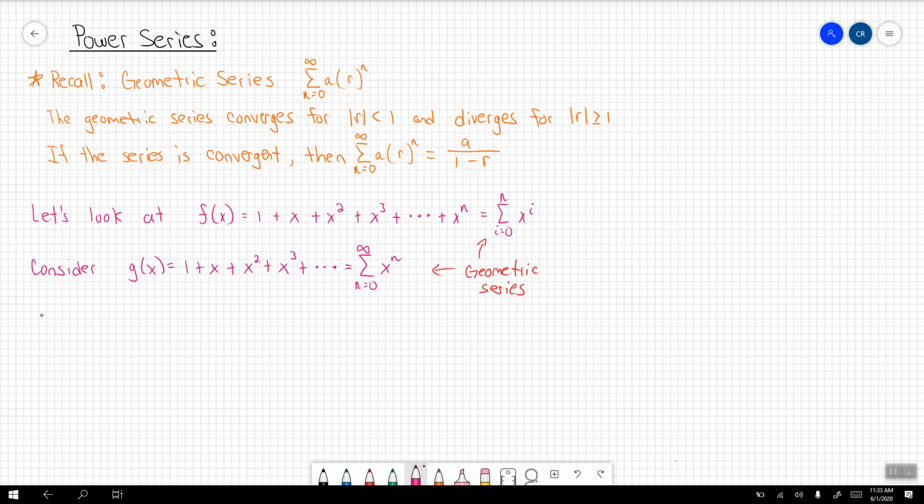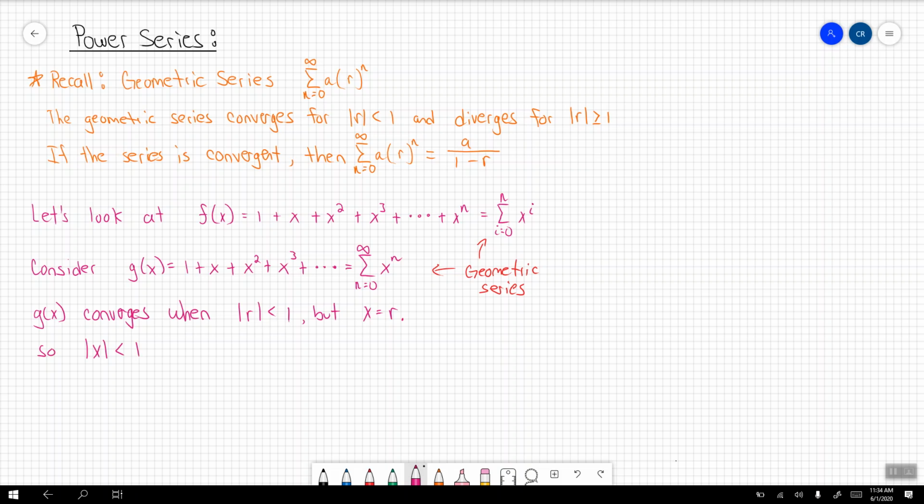So g of x converges when its absolute value of the radius is less than 1. But what's the absolute value of the radius? Well, it converges when the absolute value of the ratio is less than 1, but x is that common ratio that we're looking at. So what does that mean then? Well, that means for us that the series converges when the absolute value of x is less than 1.